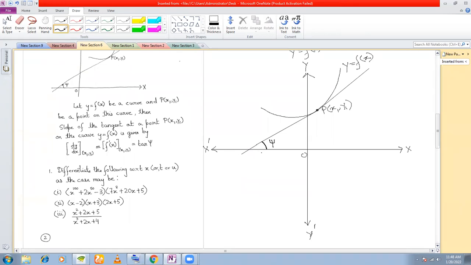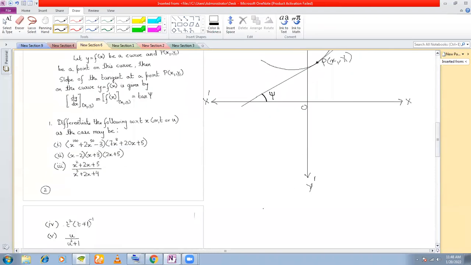Now if I want to find the slope of this tangent at the point (x1, y1), then what I will do is, I have the function y is equal to f(x), right? From this, I can differentiate this function to get dy/dx is equal to f dash x, right?